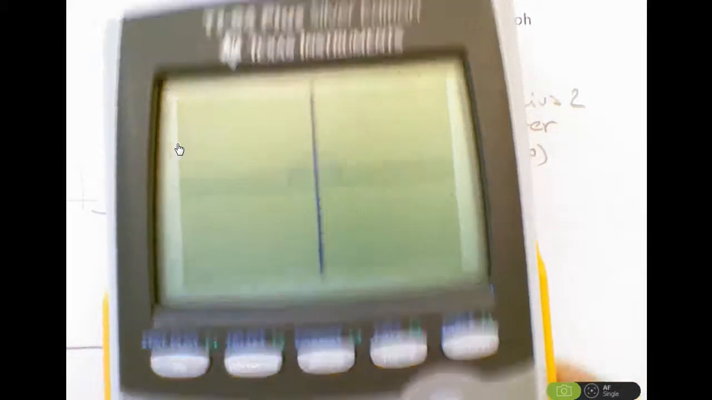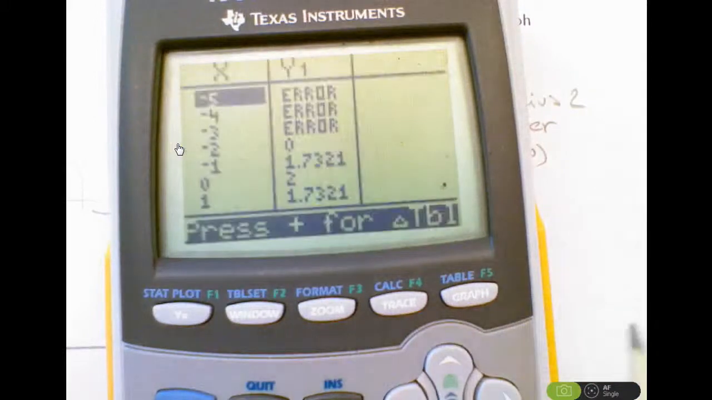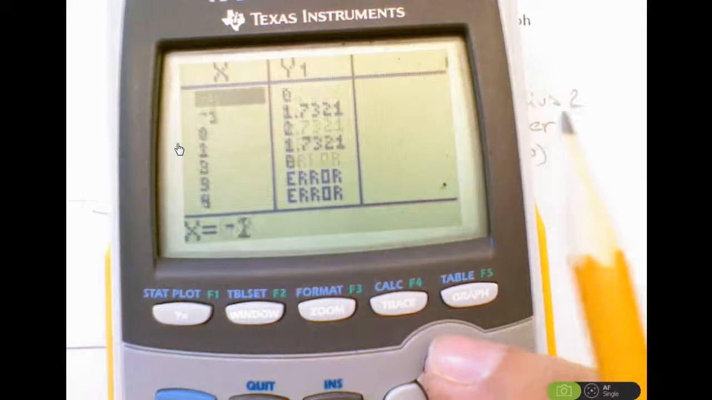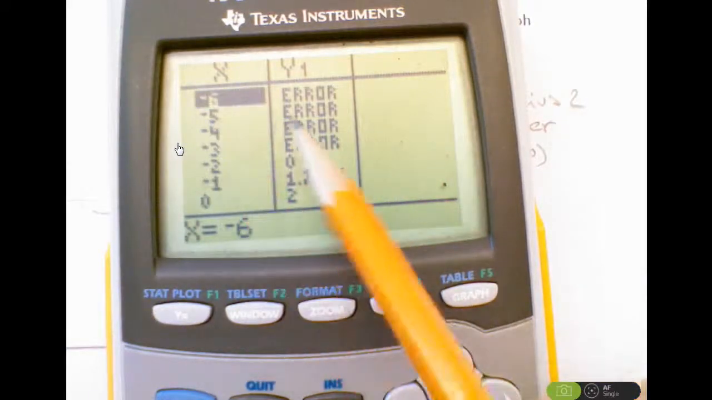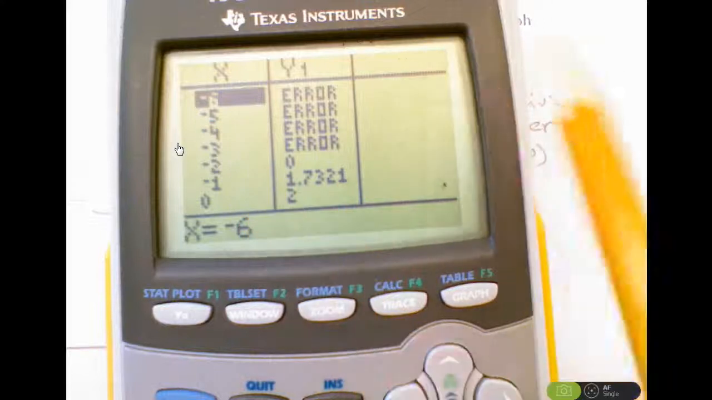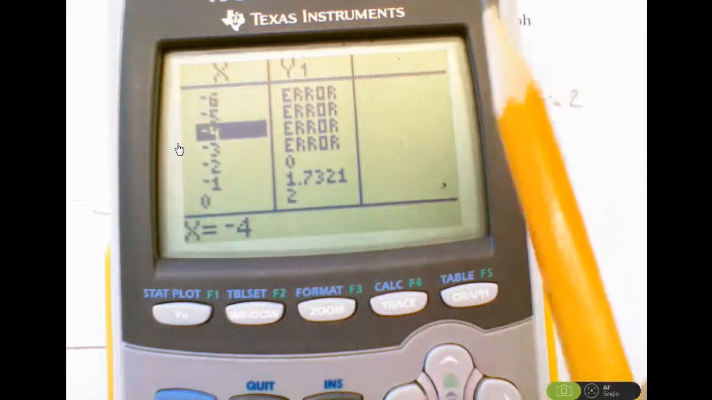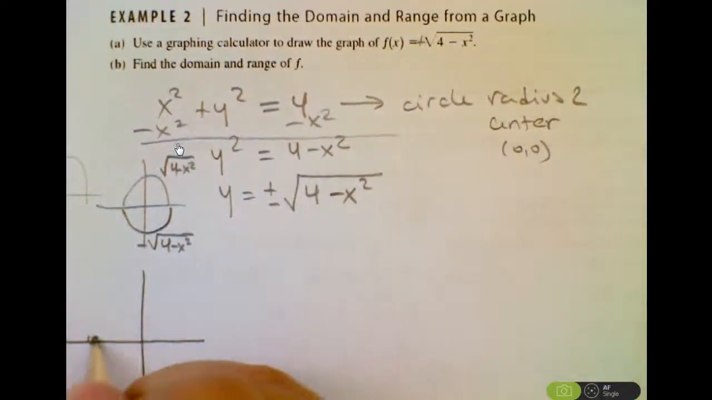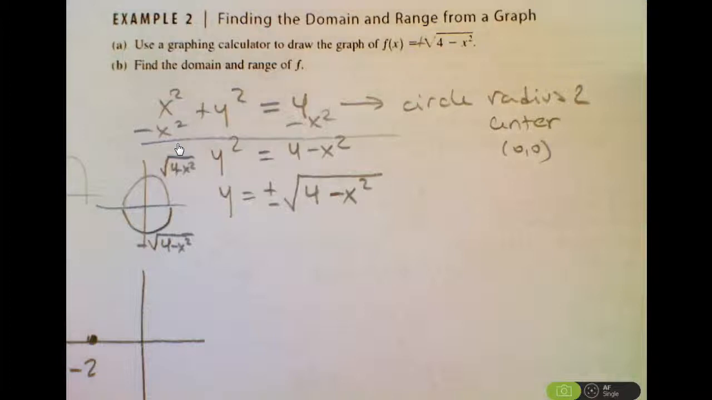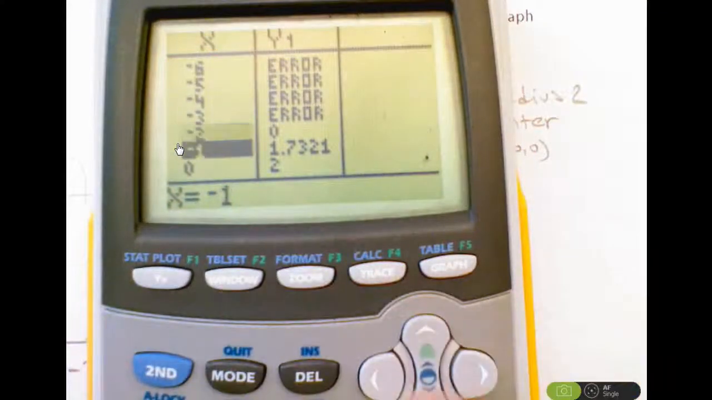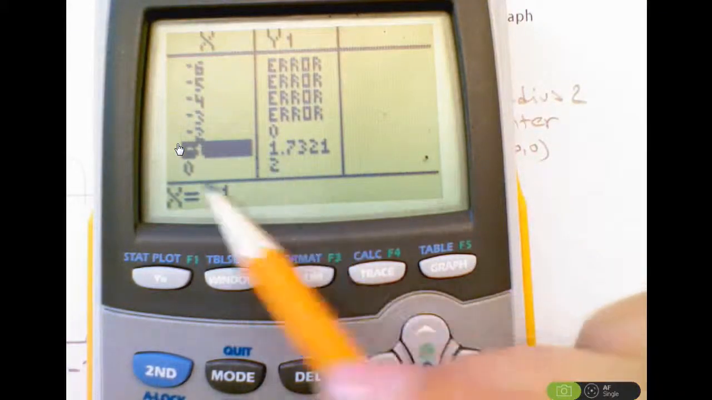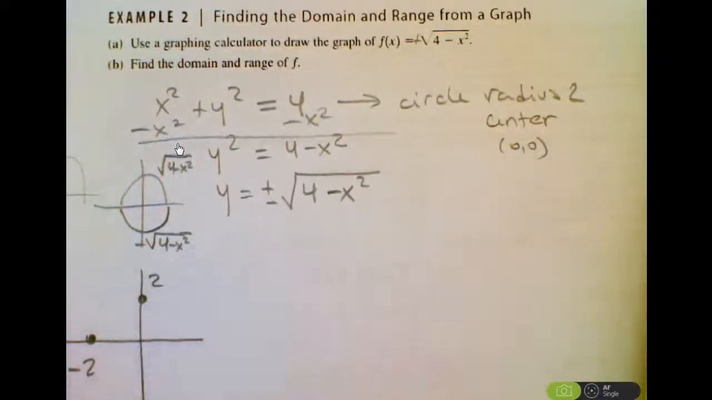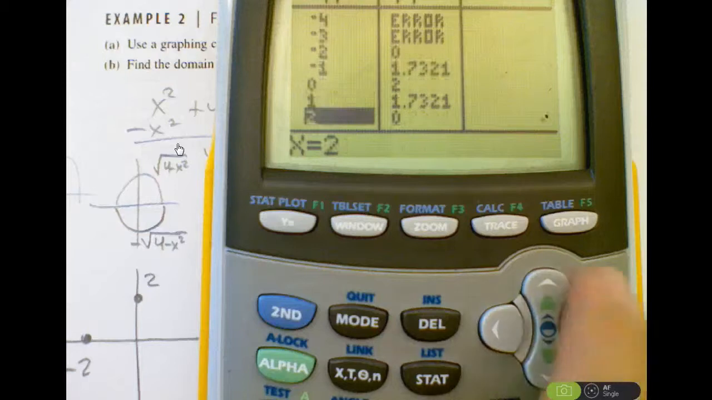If you use table, then that will give you some values that you can see. As you can see on my table, everywhere else I'm not going to get a y value. So x equals negative 5 says error. That means negative 5 is not part of the domain. So I can't use negative 5, I can't use negative 4, I can use negative 2, and that will be 0. So I know that will be the point here that I'm using, negative 2, 0. Then the other point that I have is negative 1 and a decimal. I probably don't want to graph that. The next one I can graph is 0, 2, and that will be right here. And then the next one that I can graph would be 2, 0.